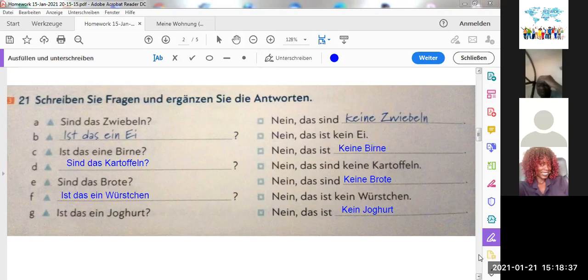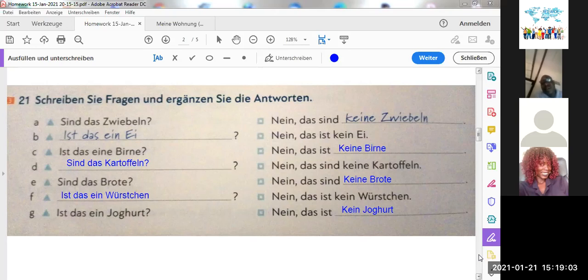So on one side, we have got questions. On the other side, answers. So we have to fill in the correct sentences. A und B. A, B, C. Bitte, lesen Sie, Herr Mutale. Lesen Sie bitte A, B, C.